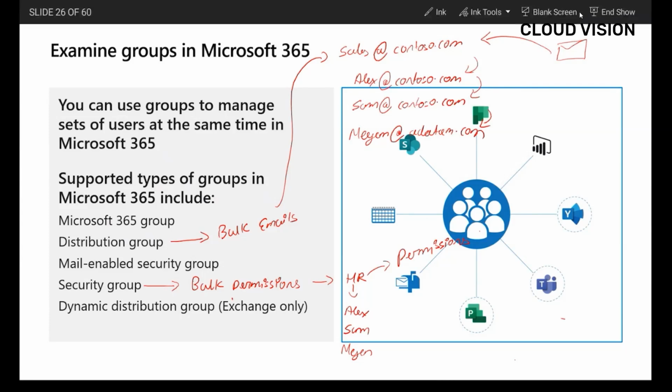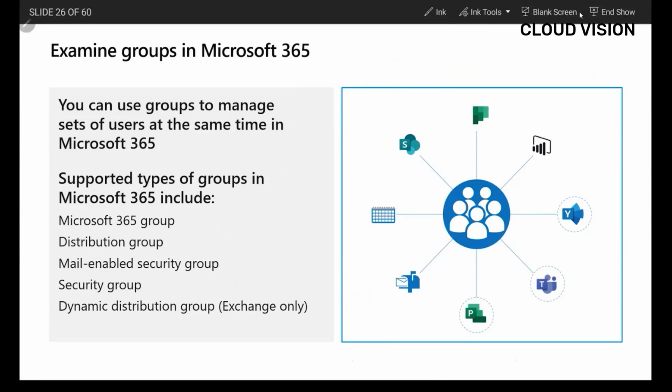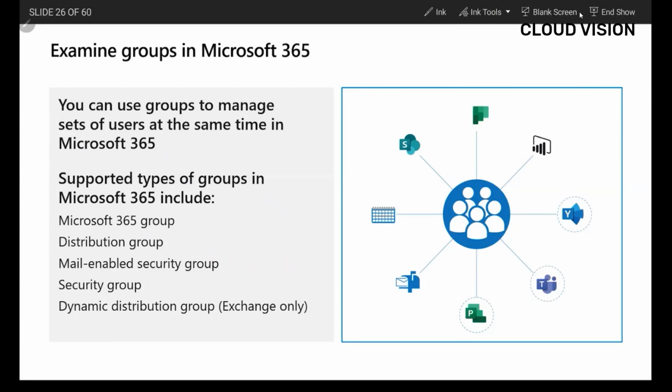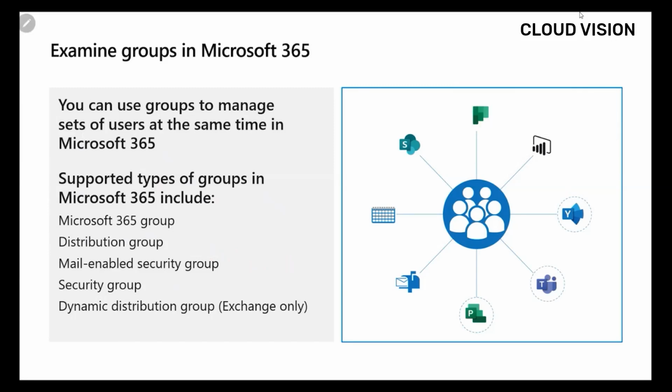Now, if you want to combine the capabilities of a security group and a distribution group, you can create a mail-enabled security group. The only difference between a mail-enabled security group and a security group is that a mail-enabled security group has an email address and a security group does not have one. Then we have the dynamic distribution list or dynamic distribution group that supports dynamic membership.